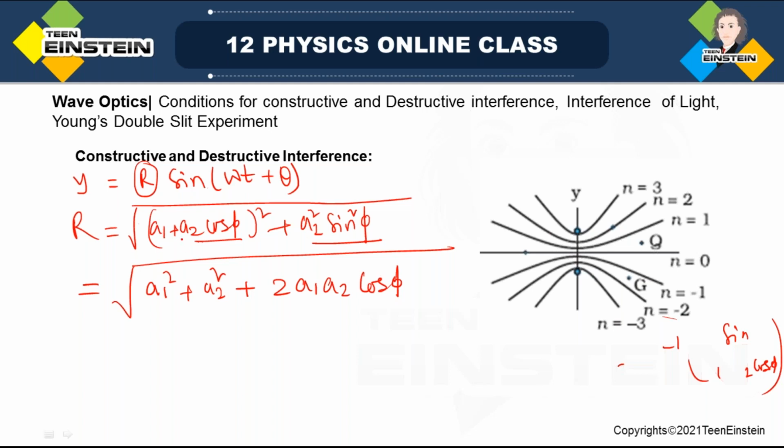Okay, so what we have done: this is a1 square plus a2 square cos square phi plus 2 into a1 a2 cos phi, this term, and a2 square cos square phi plus a2 square sine square phi will give you only a2 square. Okay, so what we can write is this: a1 square plus a2 square plus 2a1 a2 cos of phi, under root of this. This is actually the amplitude of the resultant displacement.